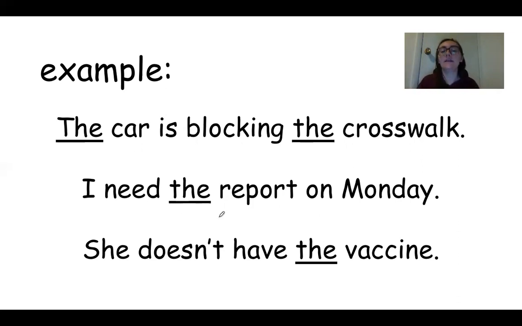I need the report on Monday. If somebody said, I need report on Monday, the person listening would be like, what report? All of the reports? One report? Two reports? How many? Like which one? So when you say I need the report on Monday, it means that you're talking about a specific report, right? And usually when we use the word the, the other person listening to us will know which one we're talking about when we say the.